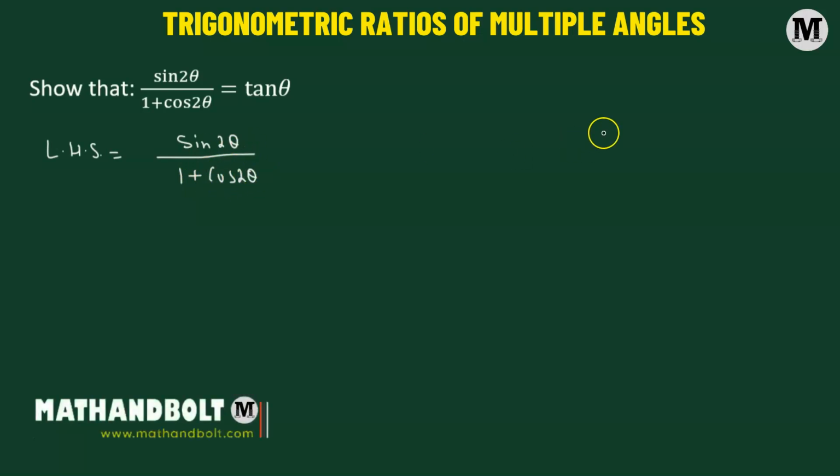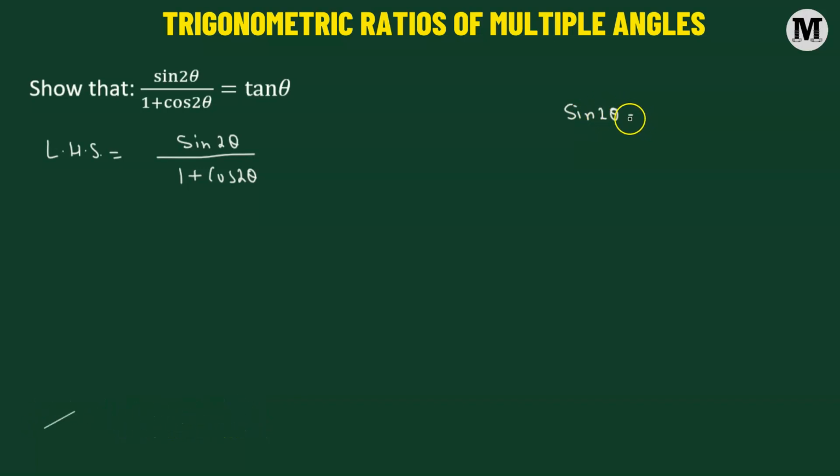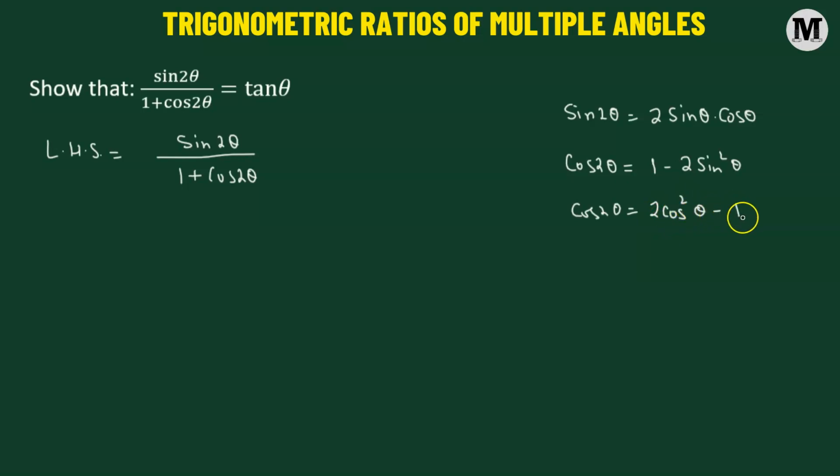Now there's a standard formula for expanding sine 2 theta. Here we have the trigonometric ratio of a multiple angle. So this becomes 2 times sine theta times cosine theta. And we also have cosine 2 theta. So cosine 2 theta is equal to 1 minus 2 times sine squared theta. And another form is cosine 2 theta equals 2 cosine squared theta minus 1.